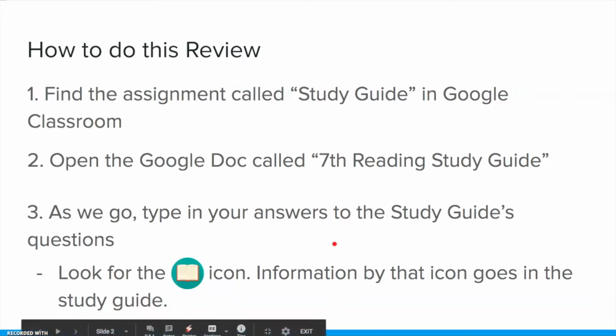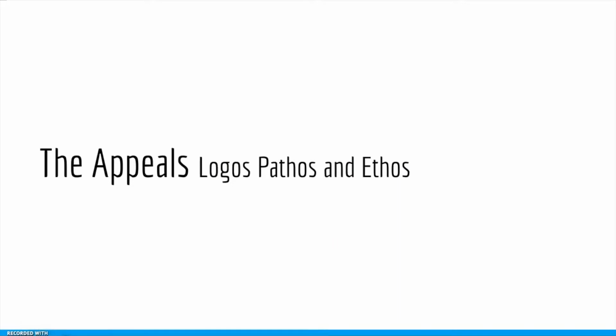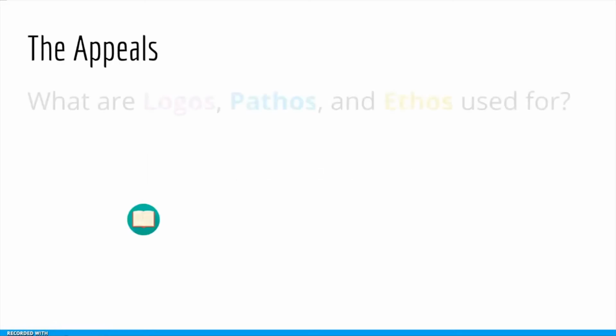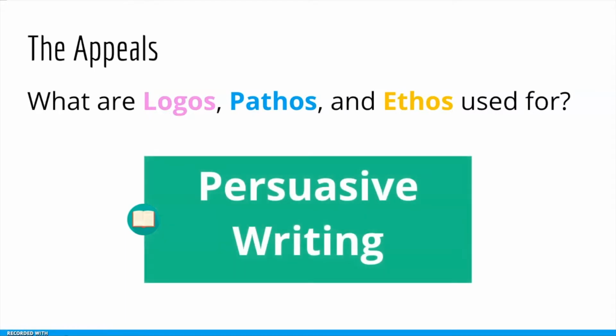All right, let's begin. So the logos, pathos, and ethos appeals are things we talked about near the beginning of our e-learning time. These are 3 tools that authors and speakers use for persuasive writing. So this is the first answer to the first question in the part of the study guide, which I believe is under a heading labeled Logos, Pathos, and Ethos. All right, once we have that written down, we can continue.